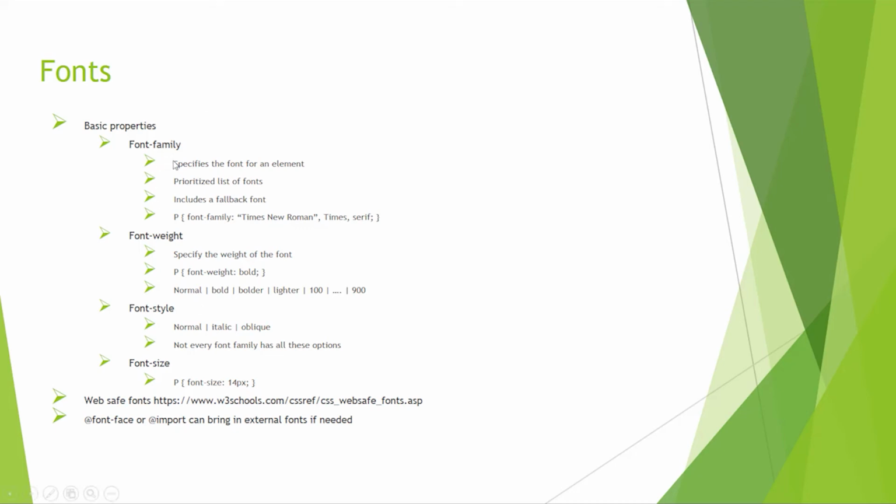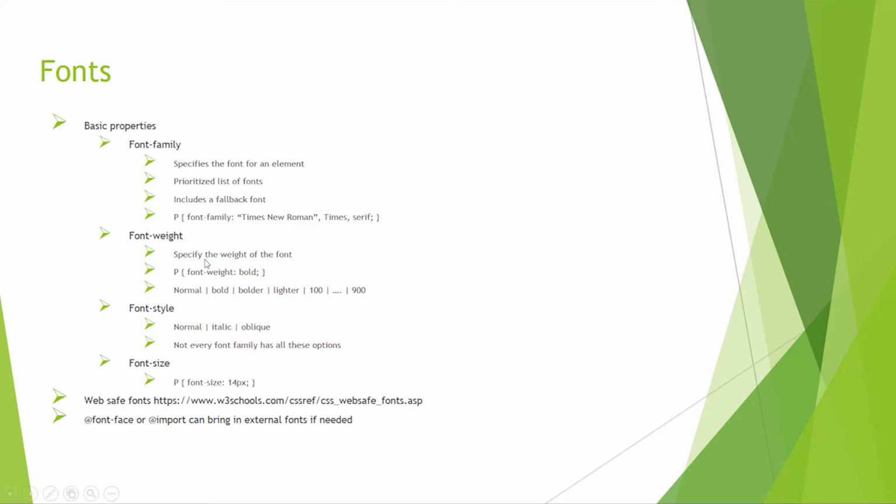Inside the font family, we can specify the font for an element. We have a prioritized list of fonts, so if the first one isn't available, it goes to the next one and so on down. And it includes a fallback font, so you have a final choice at the end if that prioritized list didn't work. I have an example of that here.